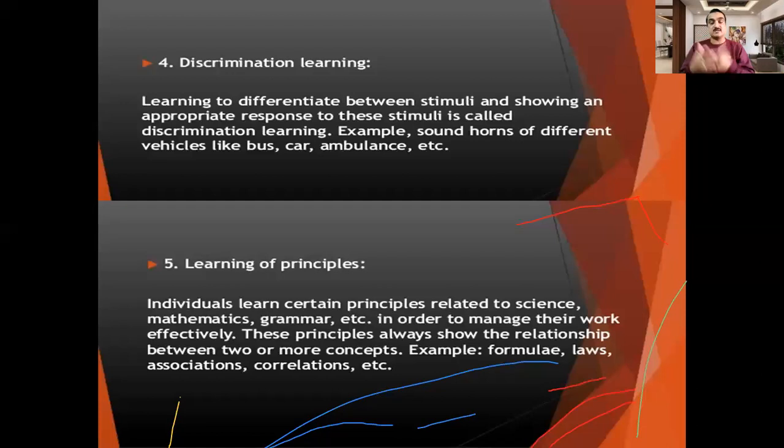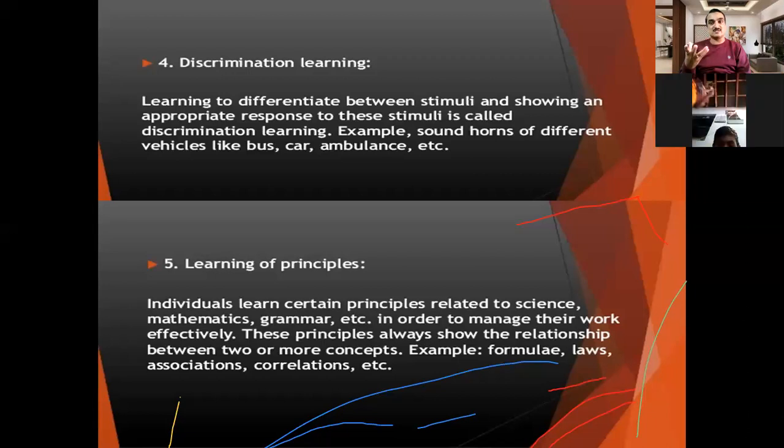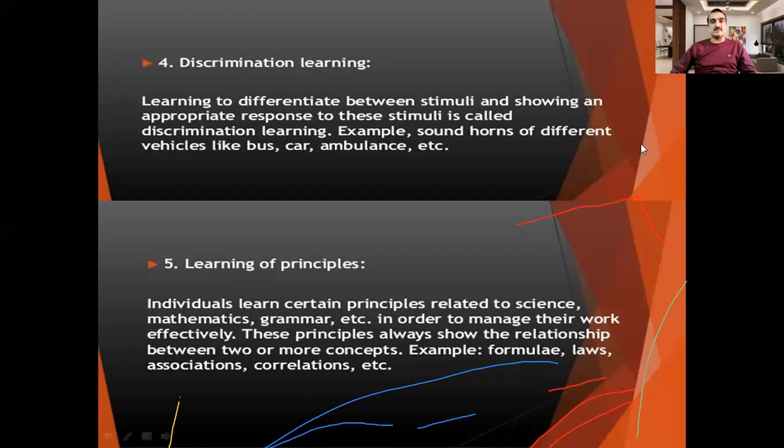It may be the sound of, right now I must not forget to say, an ambulance. Right now the ambulance is the only powerful vehicle in India, moving anywhere and everywhere because of the pandemic situation. So we can listen to the sounds and recognize, we can discriminate: this is the sound of an ambulance, this is the sound of something else. That can be done under discrimination learning.